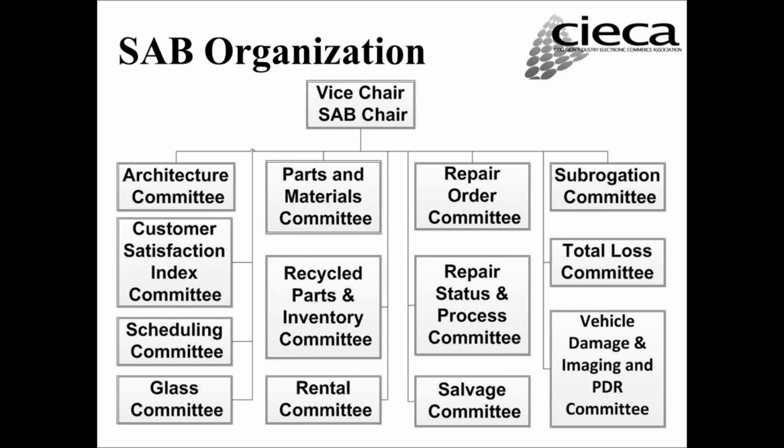Organizationally, all of the CIECA standards setting committees report to the SAB. The architecture, CSI, scheduling, glass, VDI, PDR, subrogation, and parts and material committees, Charlie will get into all of these later on. You can see they all report up to the SAB.